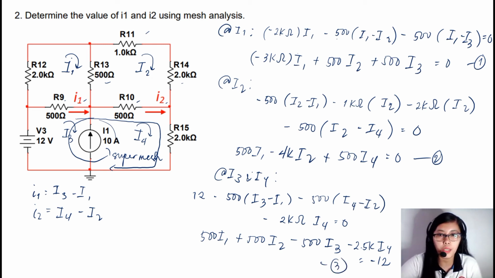For our fourth equation, let's just write the equation for the super mesh. It's the same direction as I4. So this will be I4 minus I3 equal to 10. And that is our fourth equation.